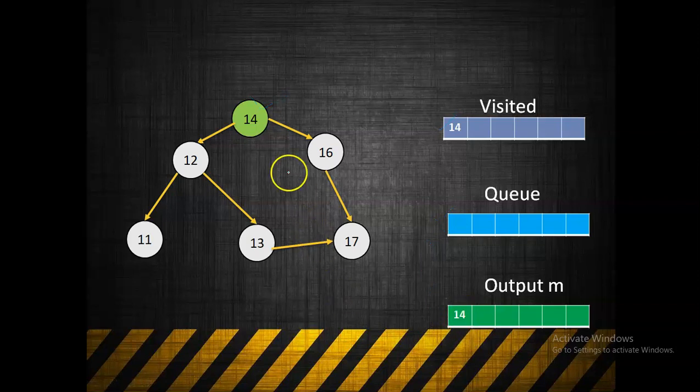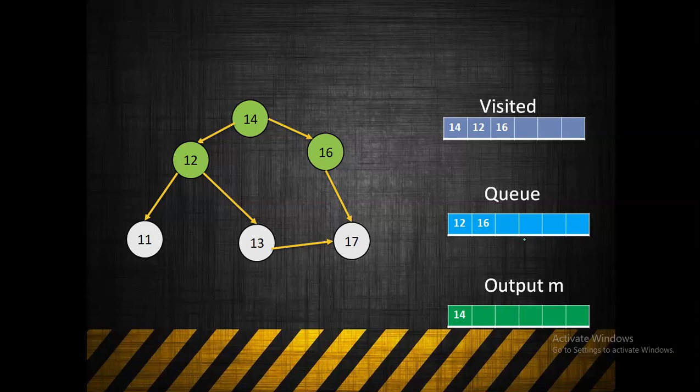So 14 moves to output, and the output contains 14. Then the neighbors of 14, that is 12 and 16, will be entered in the visited array as well as Q. So 12 and 16 are entered in the visited array and Q.